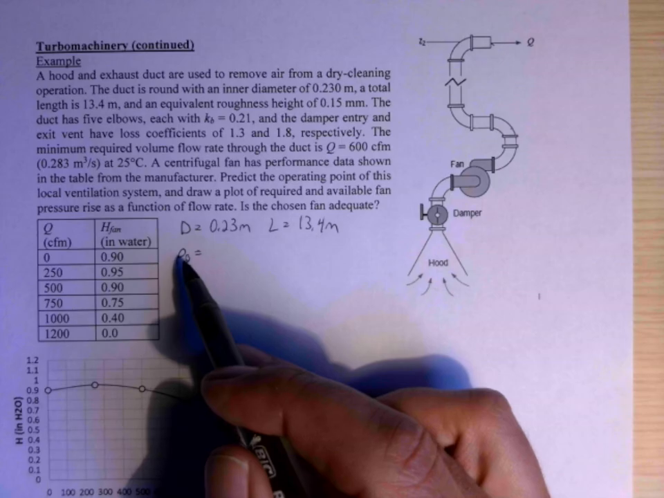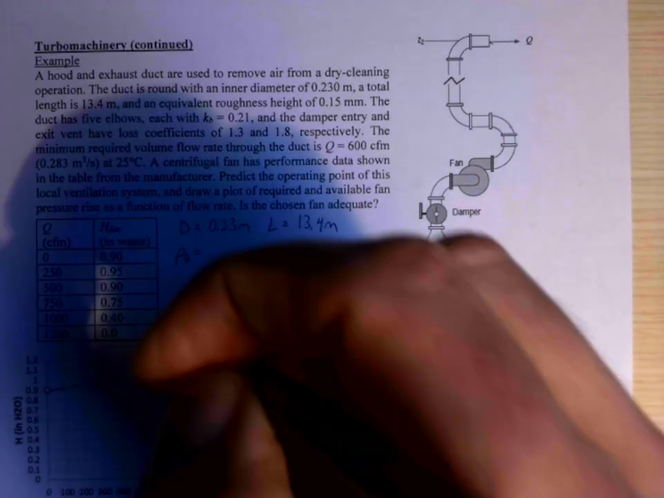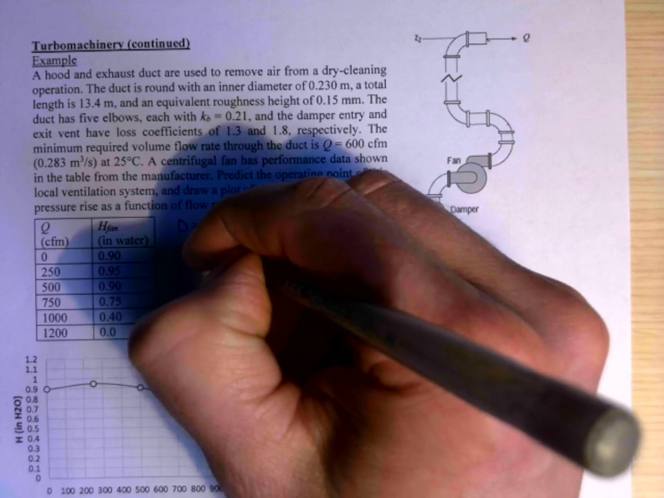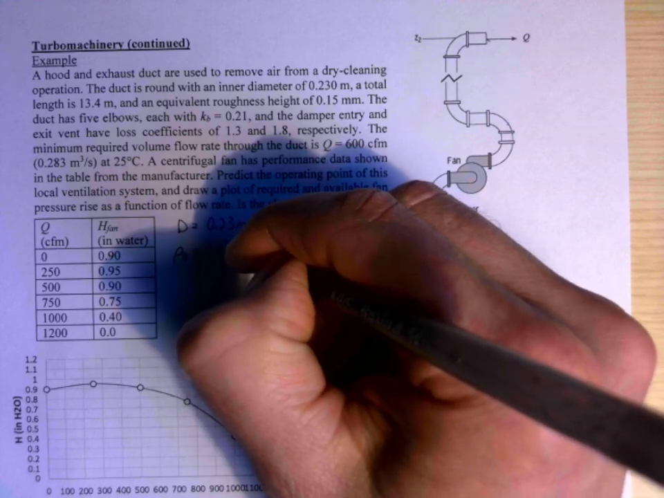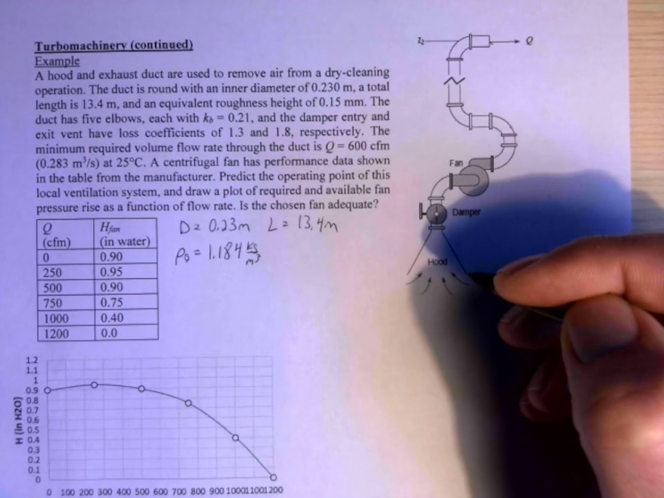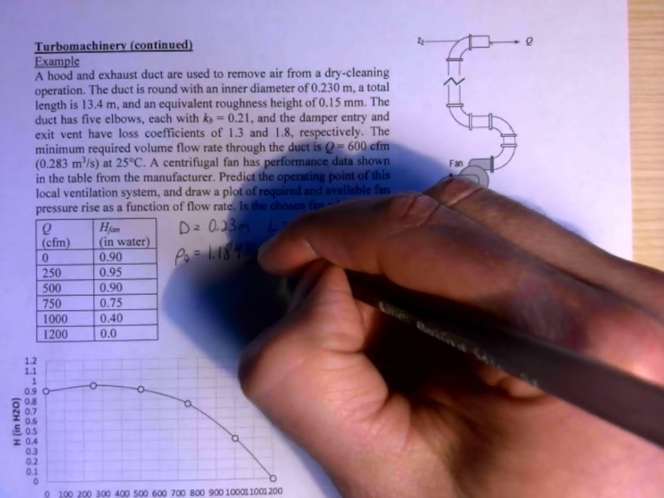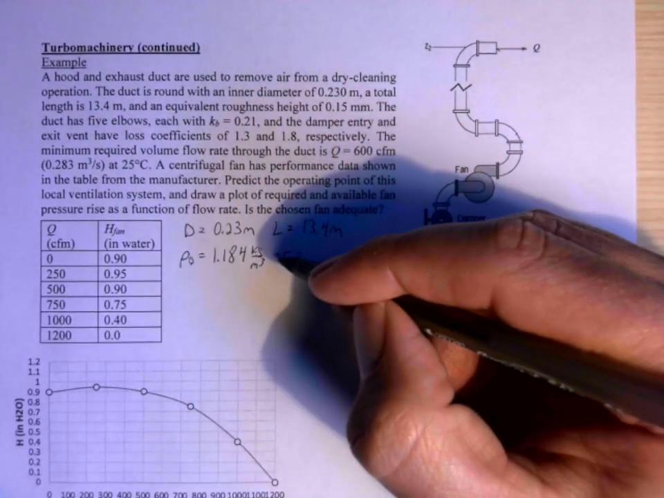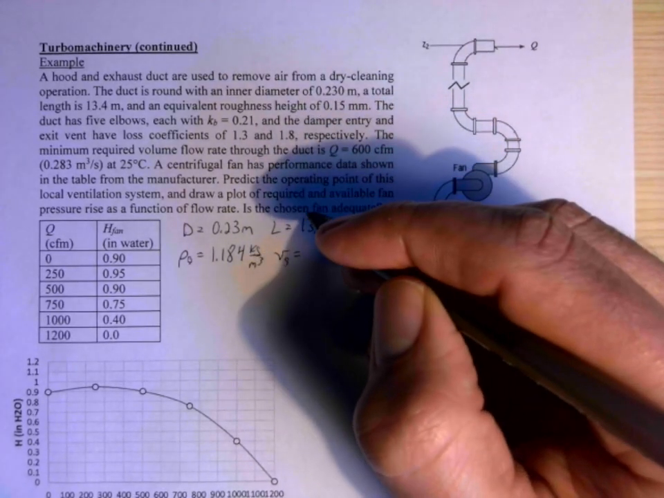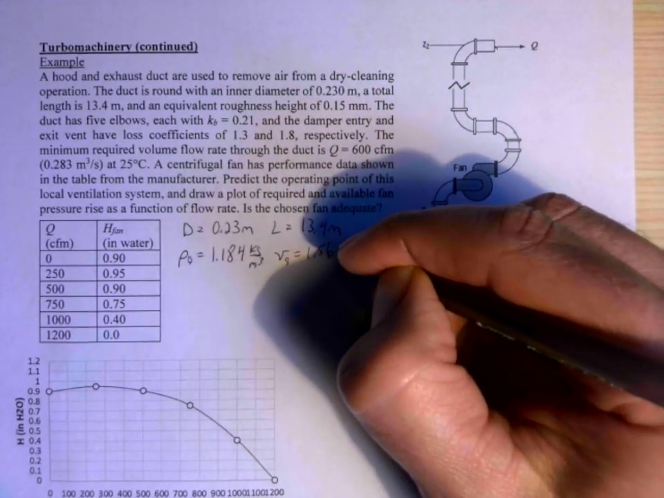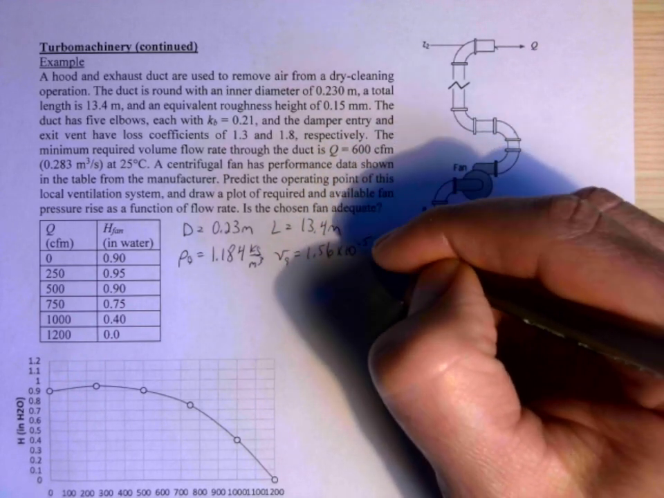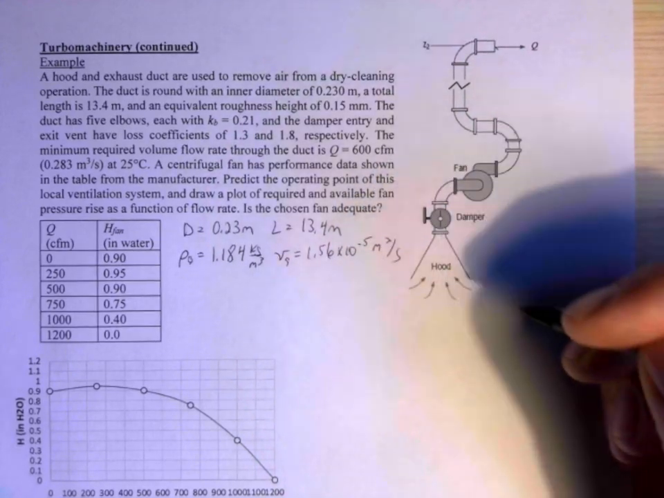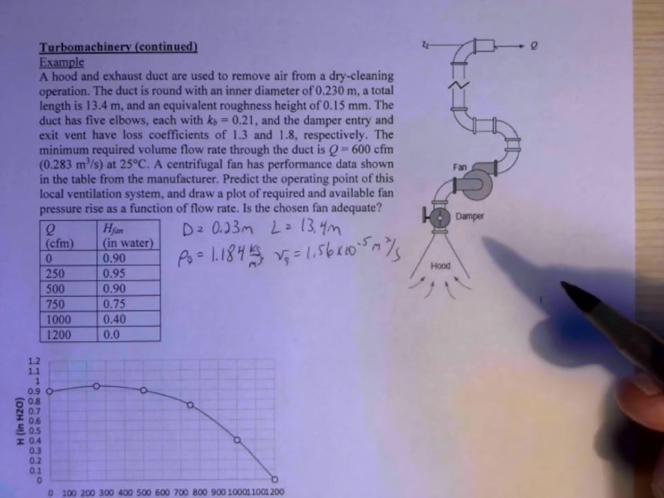And so you would need to go look up the properties of air. I'm not going to show that part, but I went and found it, and the density of air was 1.184 kilograms per cubic meter. And then the kinematic viscosity, nu, it's not a v, it's nu, is equal to 1.56 times 10 to the minus fifth meters squared per second. Okay, so these are the properties of air.